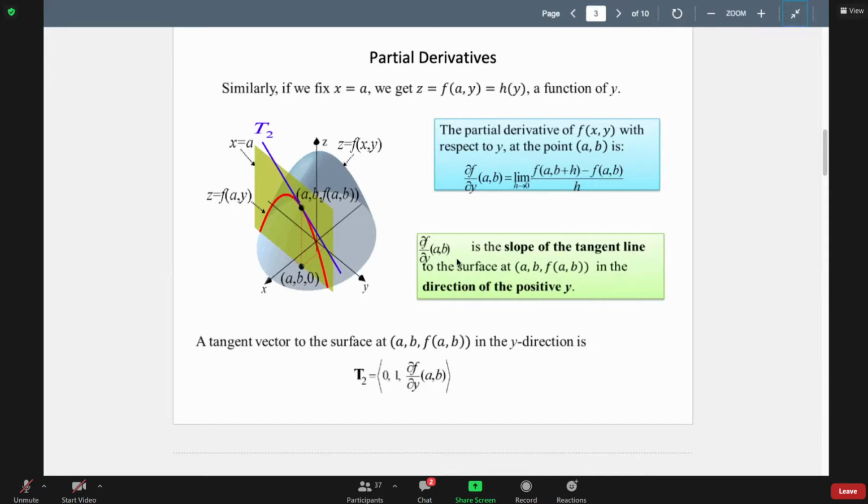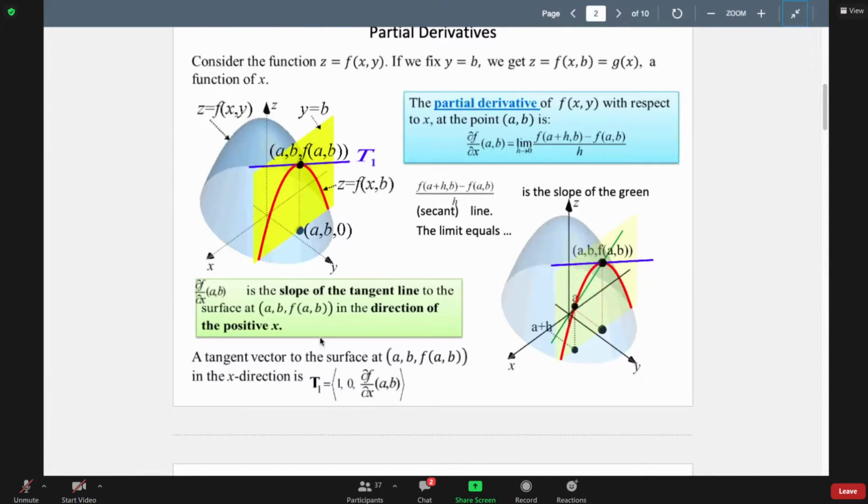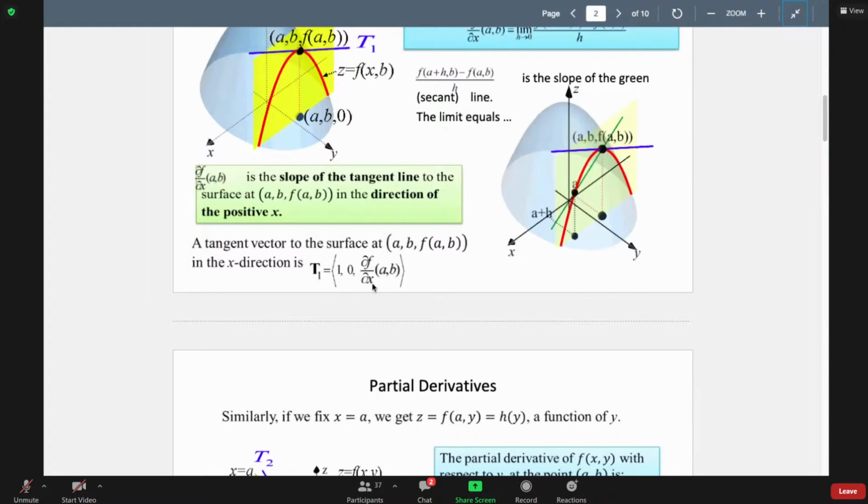So again, we know from one-dimensional calculus that df over dy is the slope of the tangent line to the surface, and because of this, the tangent vector takes this form. So those are very important formulas. You will see that we will be using them all the time to get the equations of the tangent planes and so on. Again, try to understand why this is a tangent vector and why this is a tangent vector. But even if you don't understand, you have to memorize the formula, and you'll be able to do a lot of computations just using the formula. Just knowing that the tangent vector to the surface in the y direction is (0, 1, df over dy). The tangent vector in the x direction is (1, 0, df over dx).